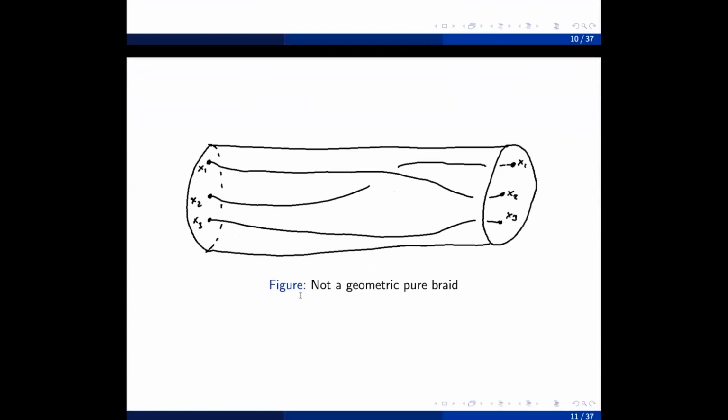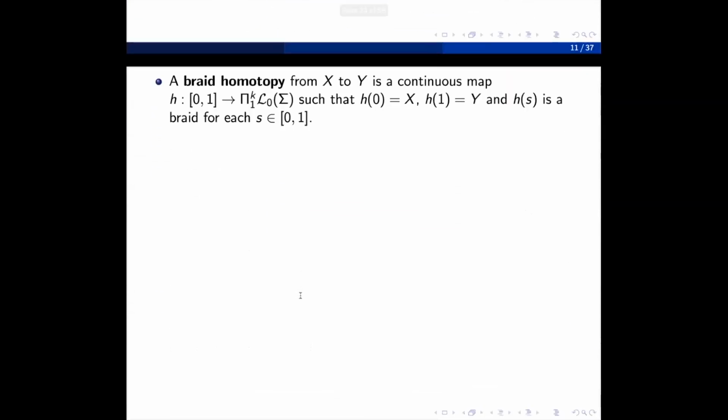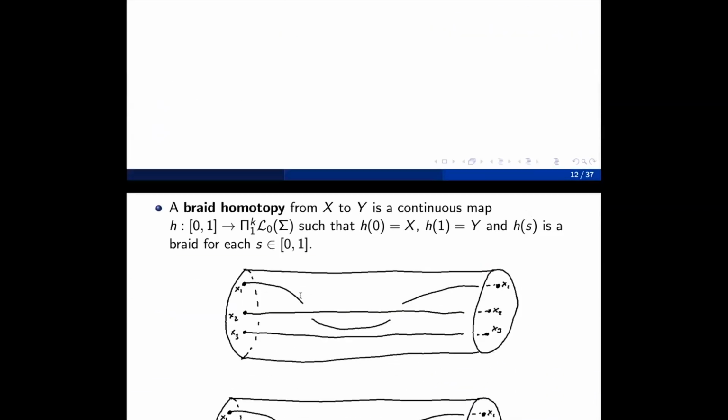This, for instance, is not a geometric pure braid, right? Because as we can see, x2 goes to x1, x1 goes to x2. So for me, this is not a braid. So when I say braid, I mean pure braid, okay? So a braid homotopy is going to be some continuous deformation of braids that only passes through braids, okay? So the strands never cross.